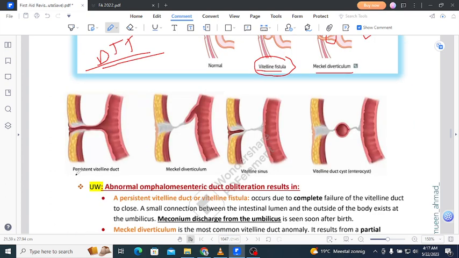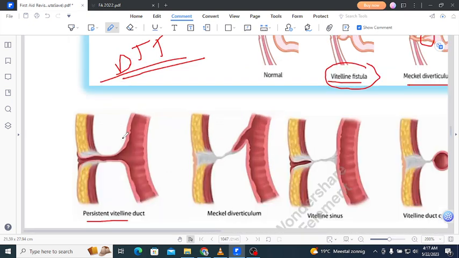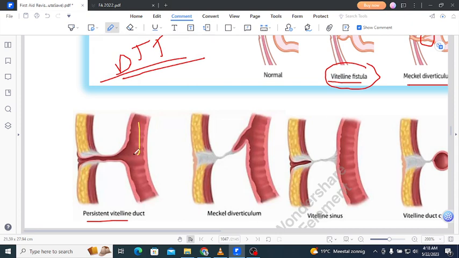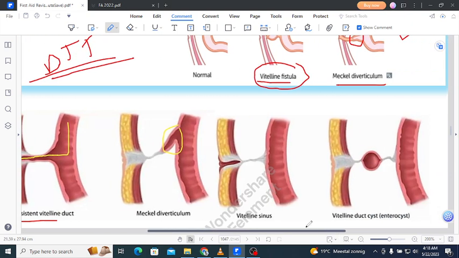So here you can see persistent Vitelline duct, it is a very good picture, I guess they have taken it from UWorld. In this scenario, the meconium that is being formed here will be draining outside. This is the Meckel diverticulum, in which we have a true diverticulum, but it is not connected to the umbilicus. There is a fibrous band connecting the umbilicus to the Meckel diverticulum. Then we have Vitelline sinus, which is the opposite of the Meckel diverticulum, where the sinus is present over here, and it is connected with the fibrous band to the midgut, and it may become infected, and then there will be sinus drainage and stuff like that.